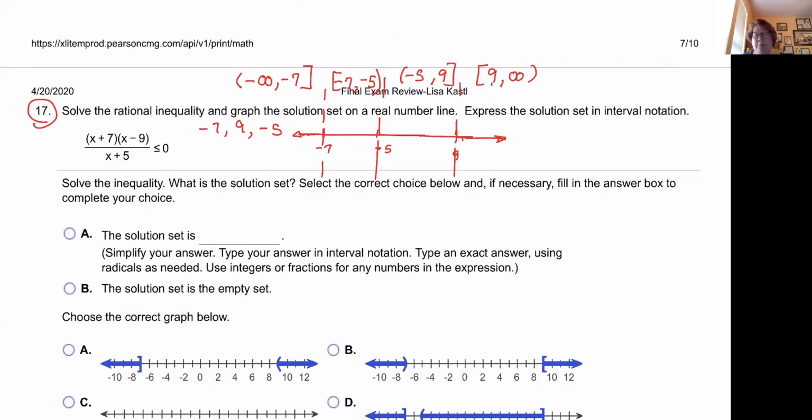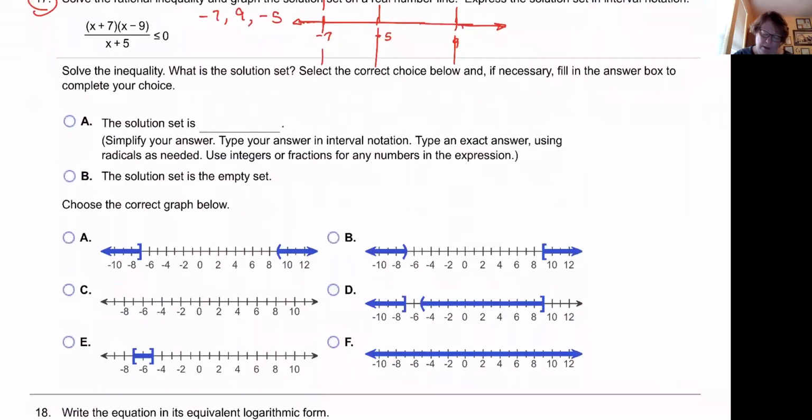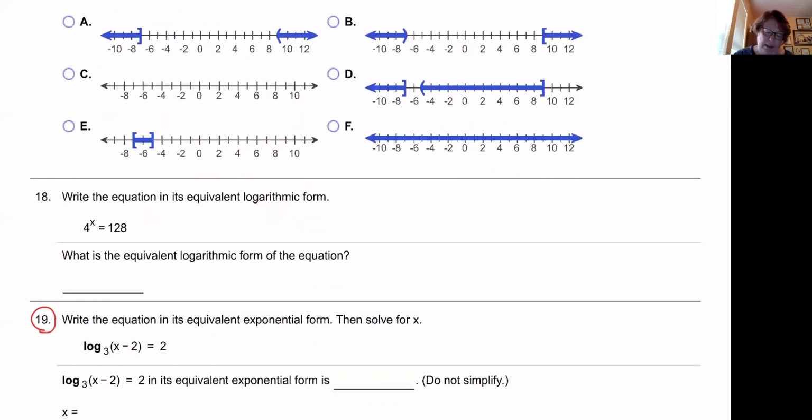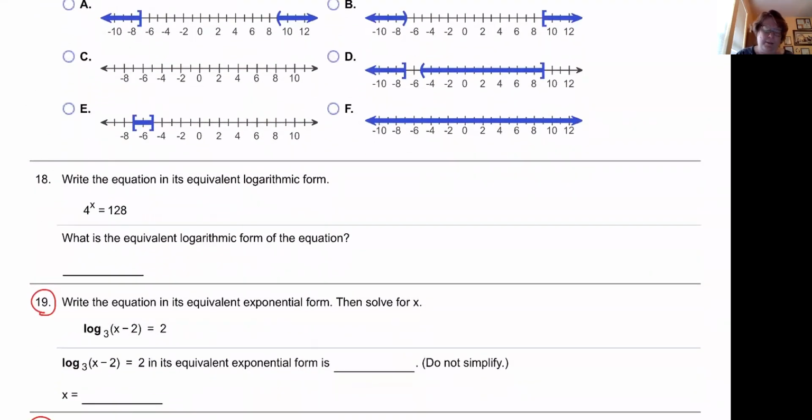All right, so now I need to pick test points in each of these intervals and evaluate the function at each of these test values. All right, so let me see if I got room here to do this. Let's do it down here because I'm not going to do problem 18. So the intervals are from -infinity to -7.